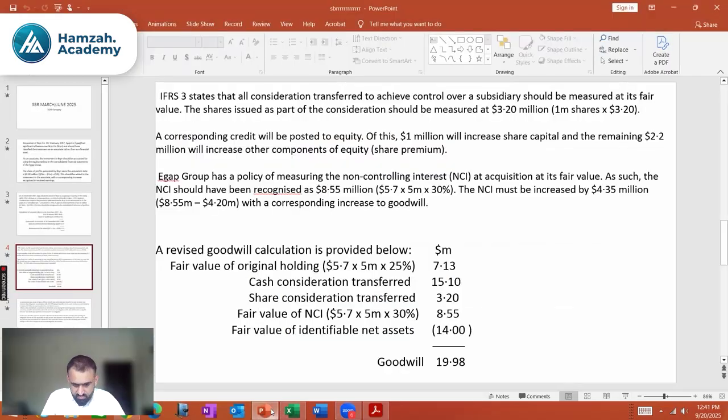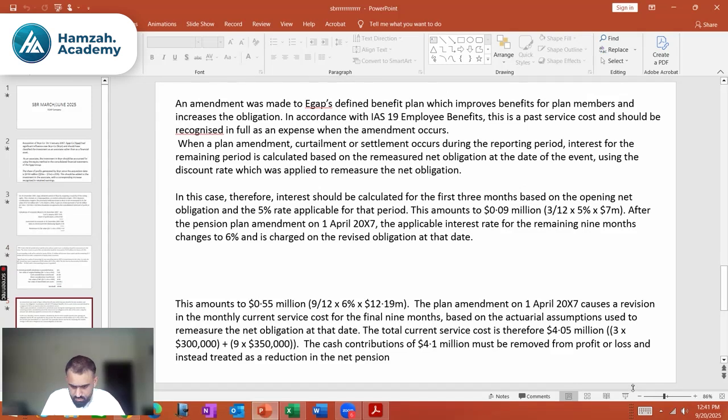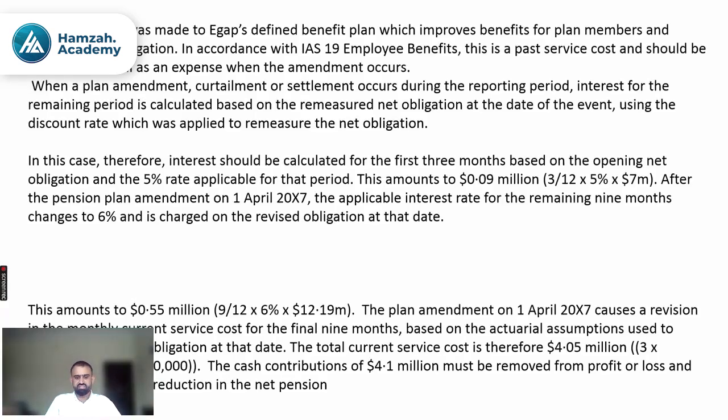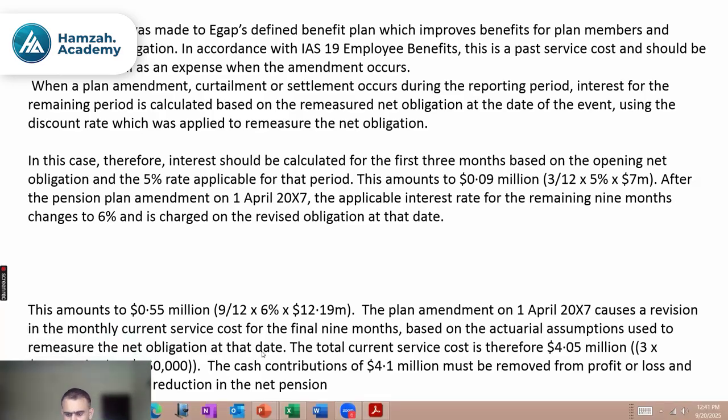Now, let's discuss the other issue of this plan. This is a defined benefit plan, as we know, and there is an improvement in the plan, and that improvement in the plan is known as past service cost. This past service cost is recognized fully in the profit and loss account, in the operating category of the profit and loss account. Okay, the past service cost. So whatever the past service cost, that should be recognized.